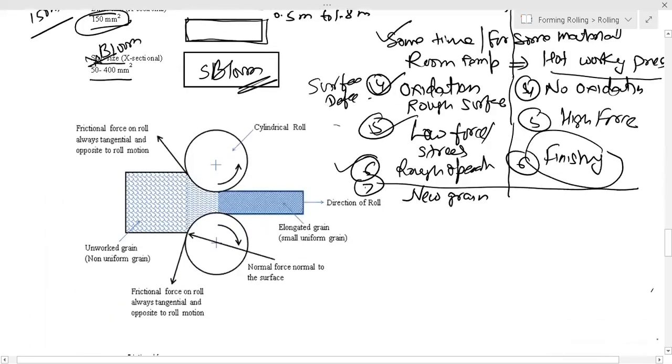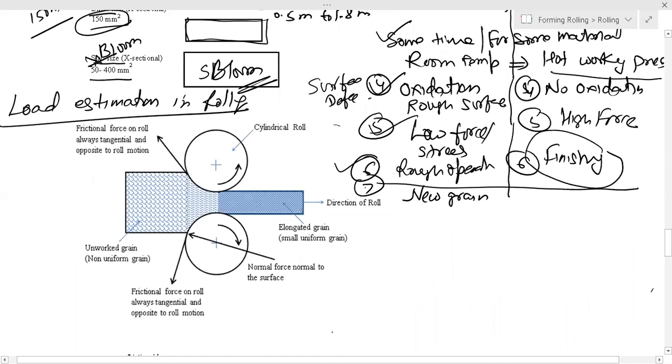Now coming to the rolling process, load estimation in rolling.